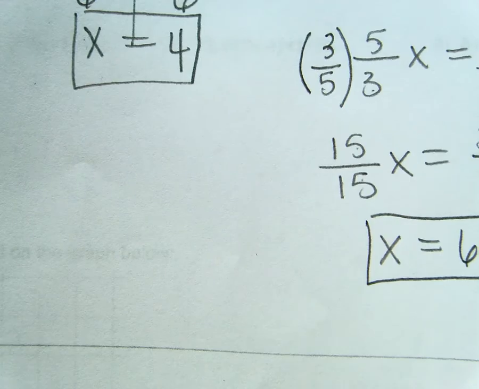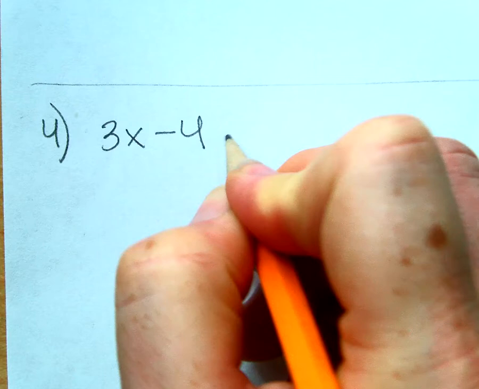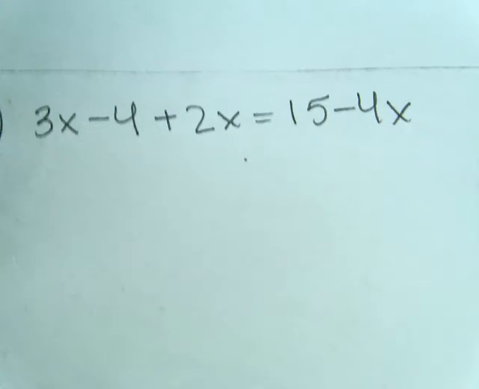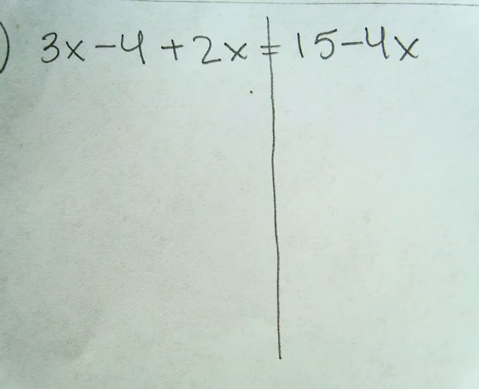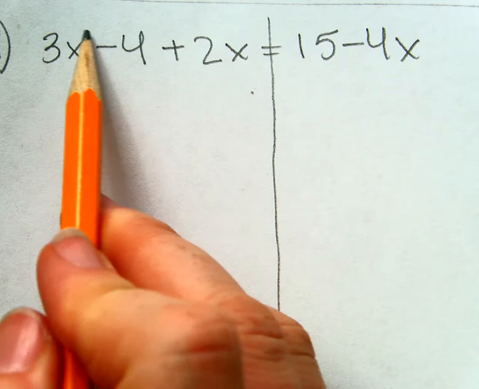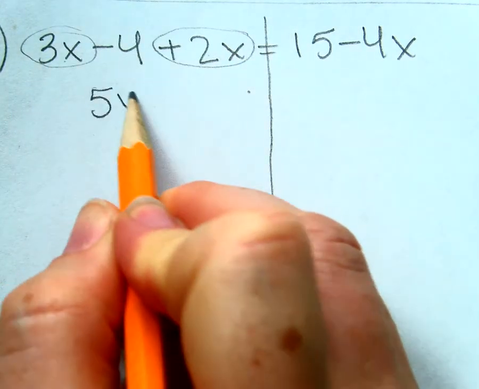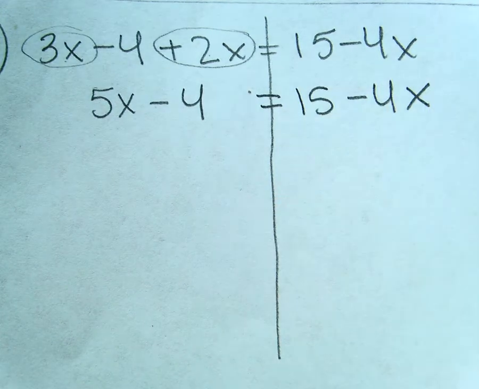Okay. All right, moving on to question number 4. And I'm going to write on this paper. Question number 4 says 3x minus 4 plus 2x equals 15 minus 4x. Okay. So again, with my organization, first thing I'm going to do is look for like terms. So I'm going to take 3x and add 2x. 3x plus 2x is 5x minus 4 equals 15 minus 4x, right?